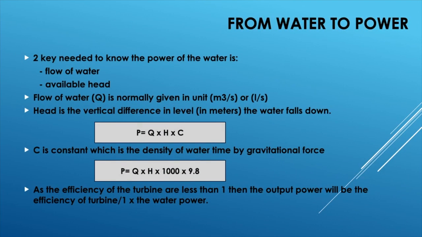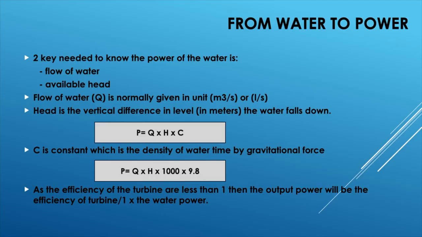Now this is how water is converted to power. We need to know two key points for the power of the water. First is the flow of the water and the second one is the available head. The flow of water, represented by the symbol Q, is normally given in the unit meter cube per second or liter per second, while the head is the vertical difference in level, in meters, when the water falls down. P equals Q times H times C, where C is a constant, which is the density of the water times gravitational force.